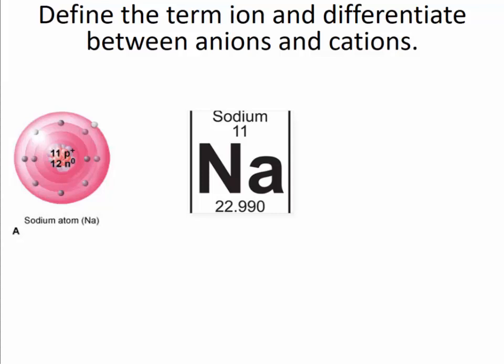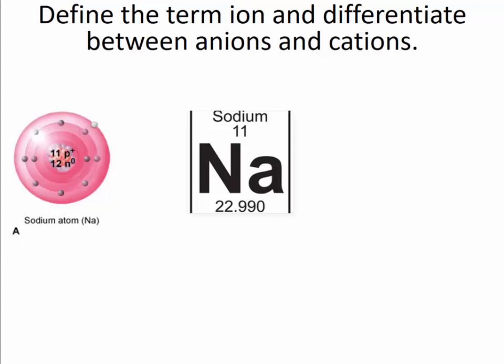We have the sodium symbol from the periodic table and the same atom of sodium that we saw earlier on. As we said earlier, there are 11 protons in the nucleus, 12 neutrons, and then 11 electrons around in the orbitals. Overall, this sodium is neutral.